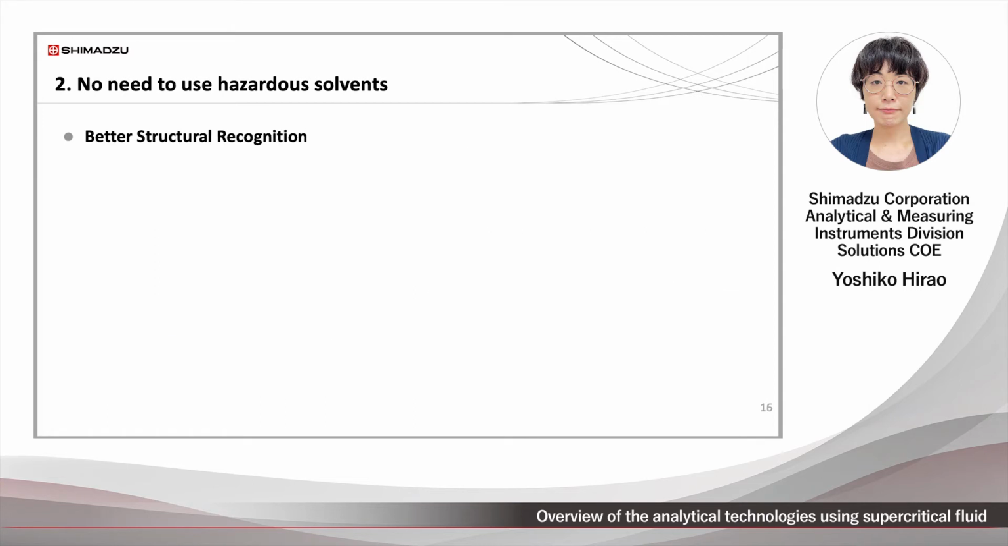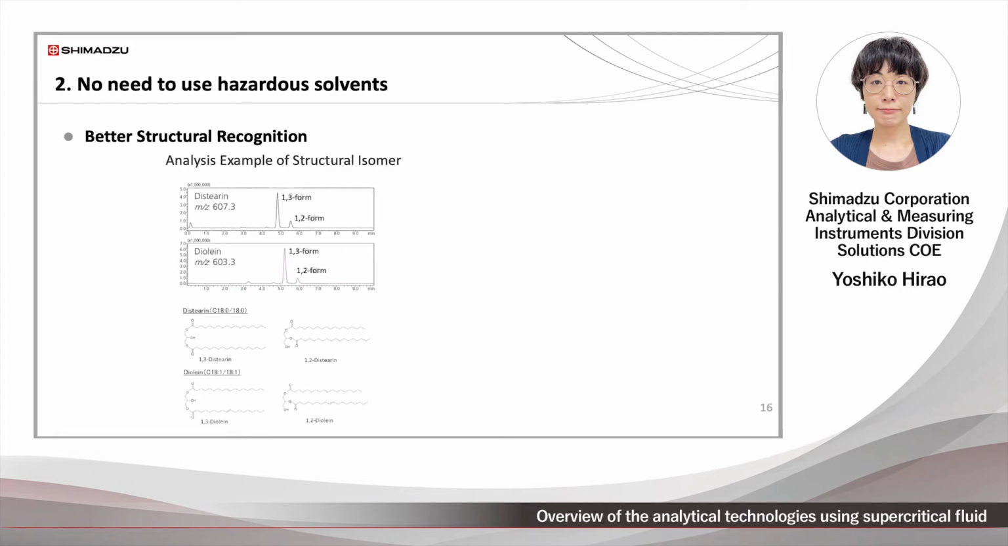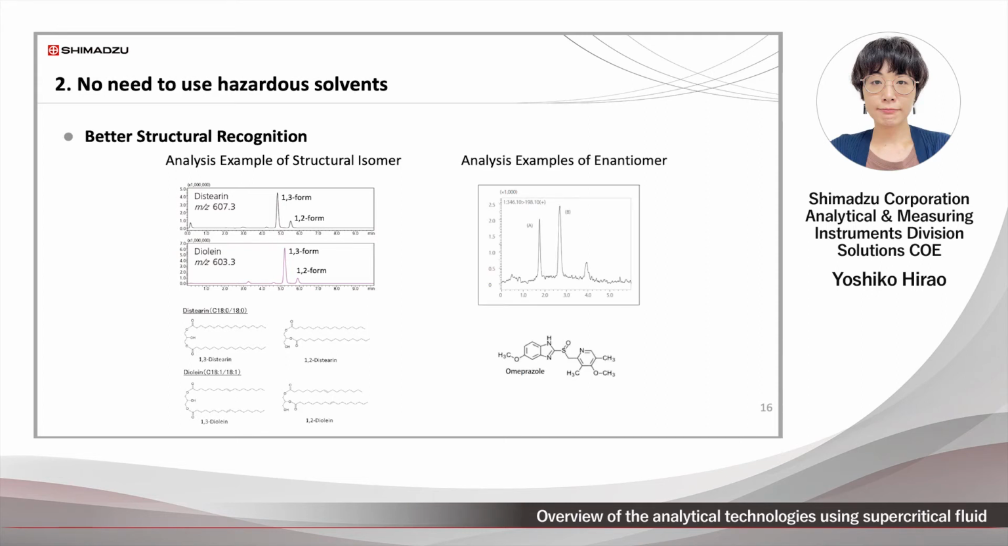SFC separation has high structure recognition ability. The left shows a chromatogram separating isomers of glyceride. In SFC analysis, isomers of glyceride can be separated without derivatization. Also, the right is a chromatogram of omeprazole. This is a kind of chiral drug. In chiral analysis using SFC, a chiral chromatography column and carbon dioxide as the mobile phase are used.